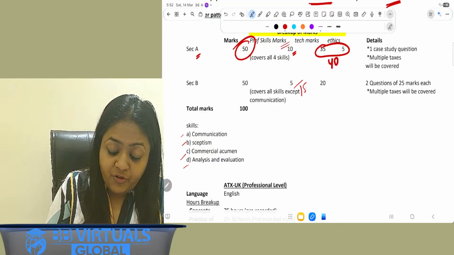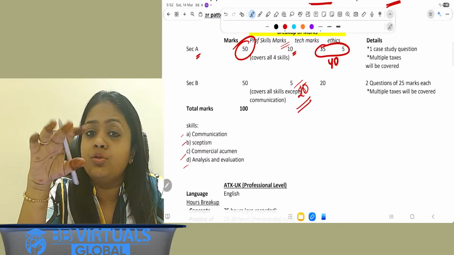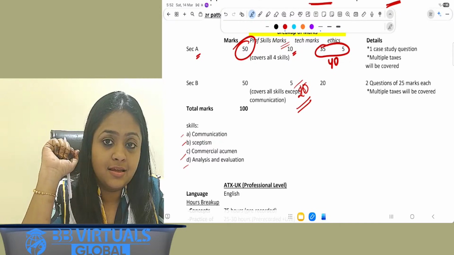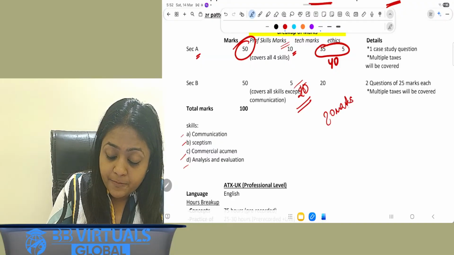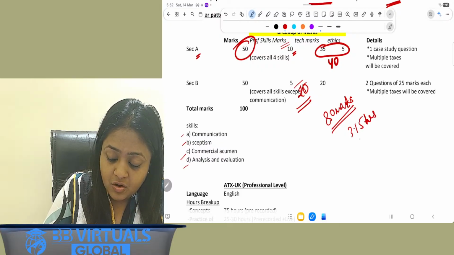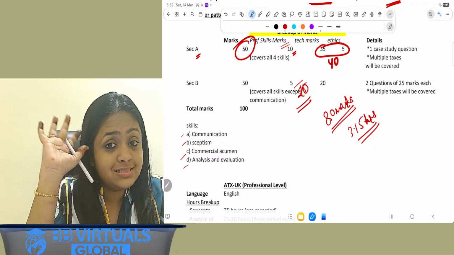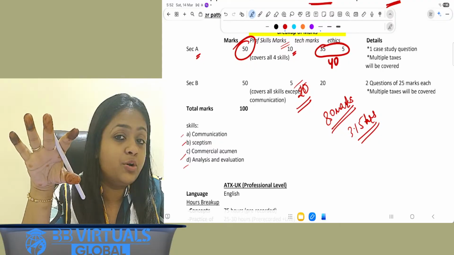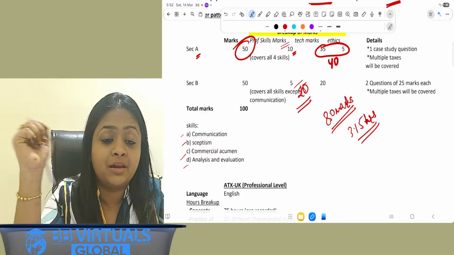20 marks, not 15, 20. Overall in your paper, 20 marks are given to you basis how well you have answered your paper with respect to skills. So you are only writing paper for 80 marks in 3 hours 15 minutes. The remaining 20 marks you will be able to get based on how you have answered your question, whether the skills requirement which is given by the examiner are met or not.